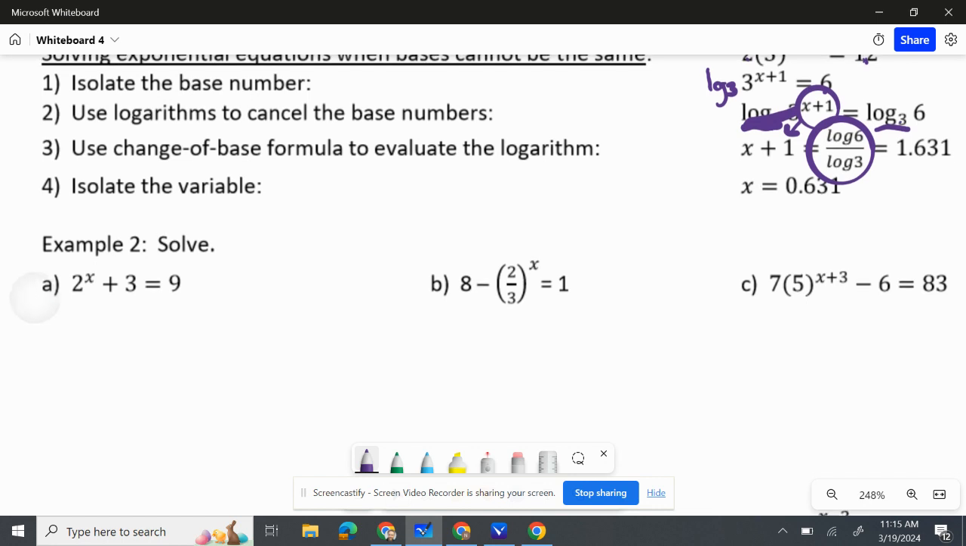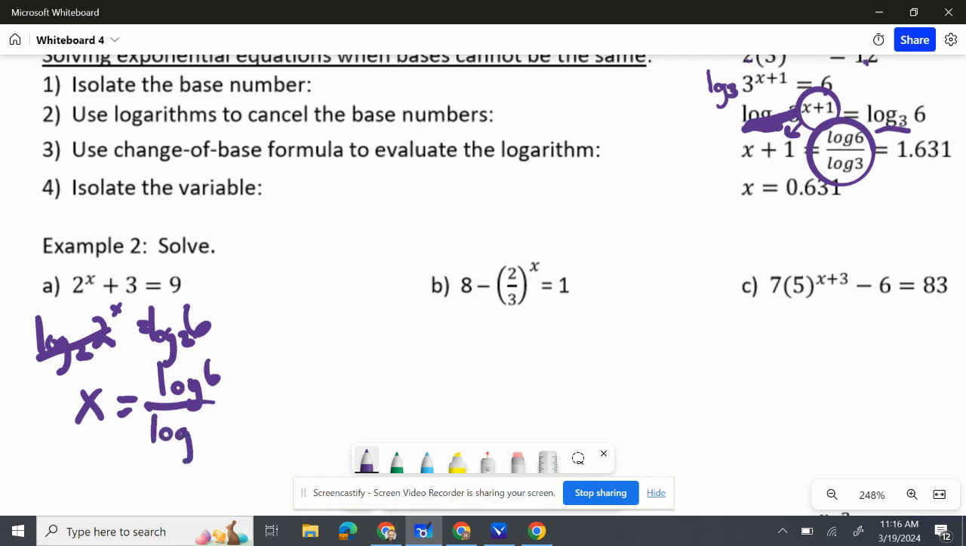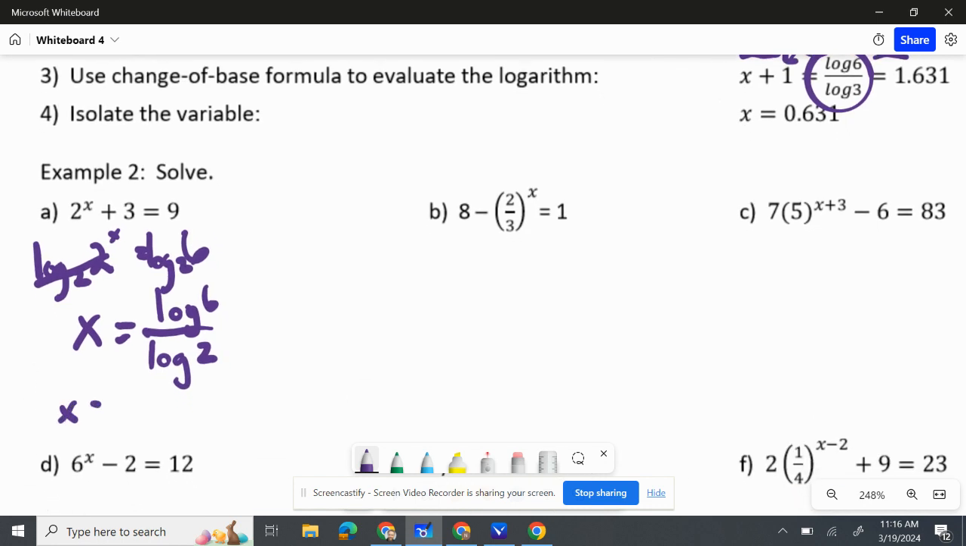With example 2, the first thing we're going to do is subtract the 3. So we get 2x is equal to 6. Then we're going to do the log base 2. We always do it with the number that is underneath the exponent, so that it cancels and we get the x by itself. We put the big number on top and the small number on the bottom. If you have a scientific calculator, calculate it yourself just to make sure you know how to work your calculator, and you should have the answer x is equal to 2.58. I like to do 2 decimal places, so you'll see most of my answers are that way.